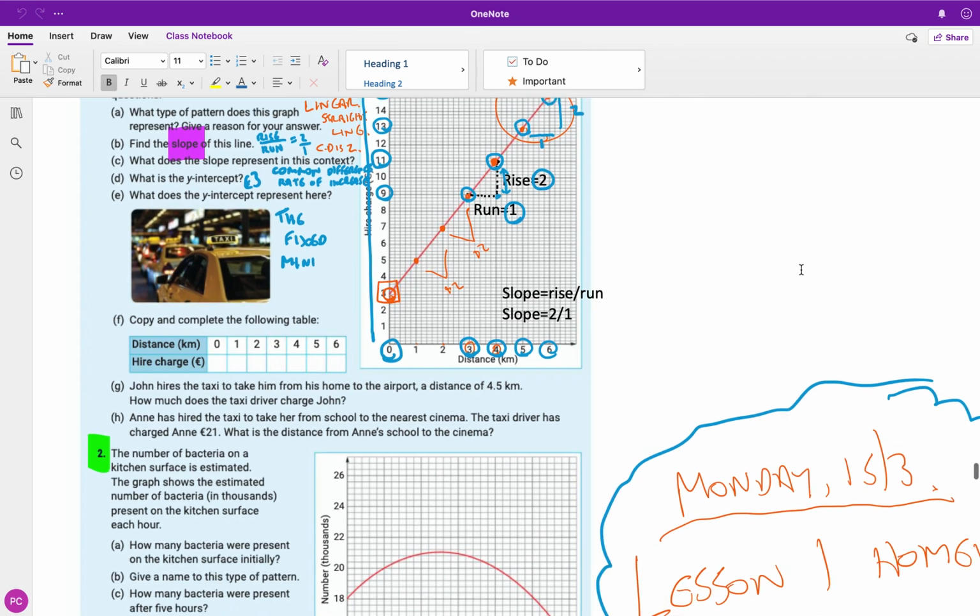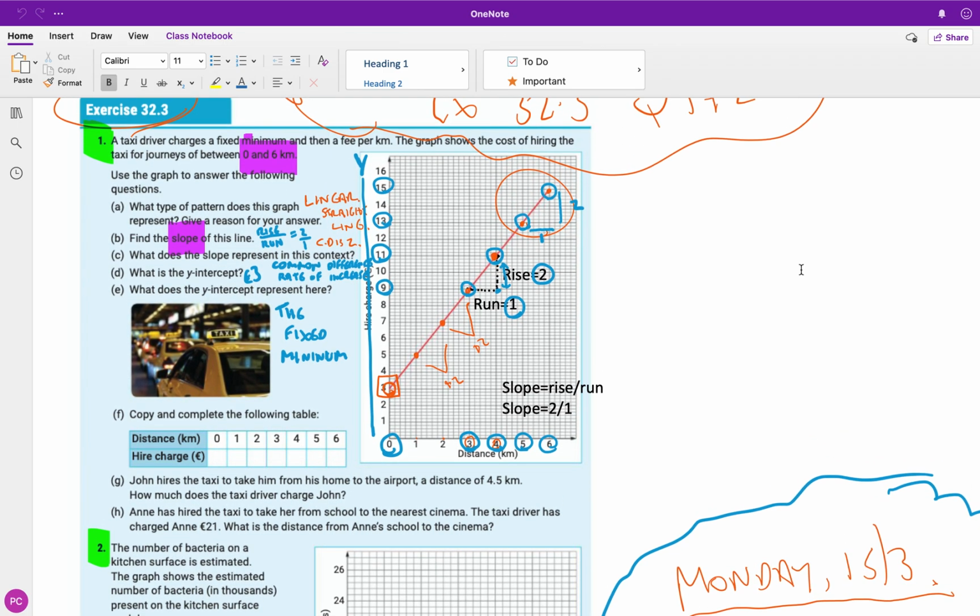Part F, copy and complete the following table. So at 0, it was €3. See that here? At 1 is this point here. It was a fiver. At 2, remember it goes up by 2 every time. So it's 7, 9, 11, 13, and 15. So it goes up by 2 every time.